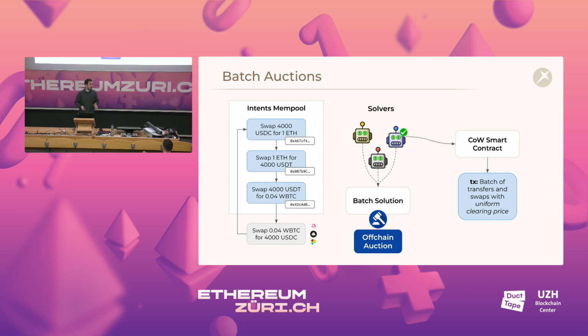But what is very important is that this happens with a uniform clearing price. So what that means is that all the users in this transaction are getting the same price vector, meaning that there's no sandwich attacks anymore. You cannot front run and back run because everyone has the same price.